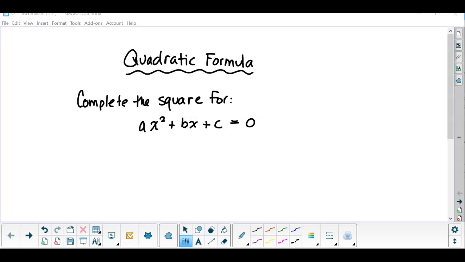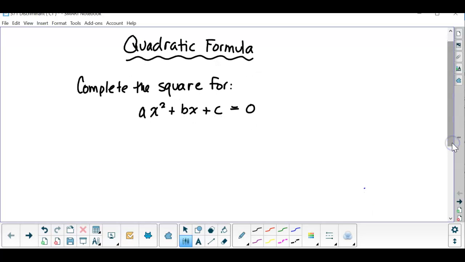So, let's complete the square. I'm just going to minimize that. So, think about what we were doing yesterday. With the constant term, we brought it to the right. So, when we do that, we're going to get ax squared plus bx equals negative c.